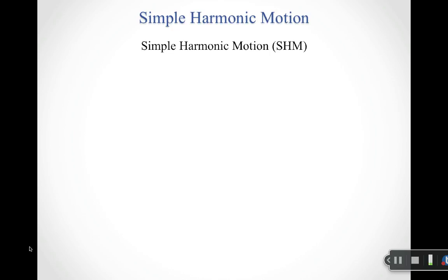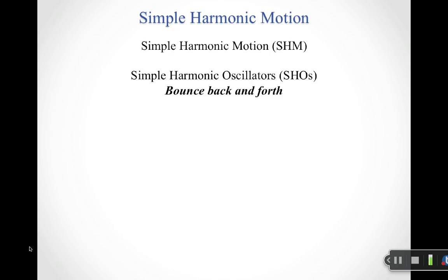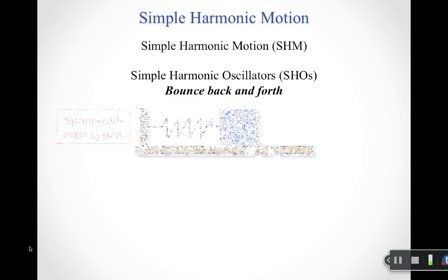Alright, so the next topic that we're going to discuss is simple harmonic motion. So that's where we'll head next. And so first, let's talk about simple harmonic oscillators, which are basically objects that undergo simple harmonic motion. And then we'll see that there's basically two types that we'll talk about.